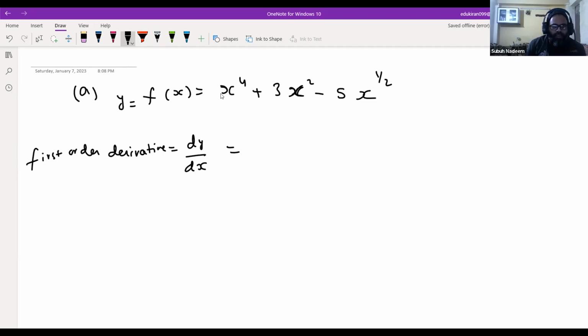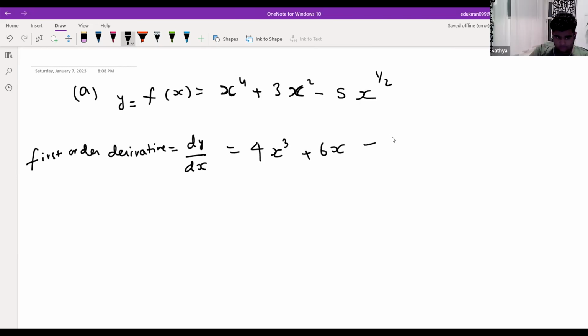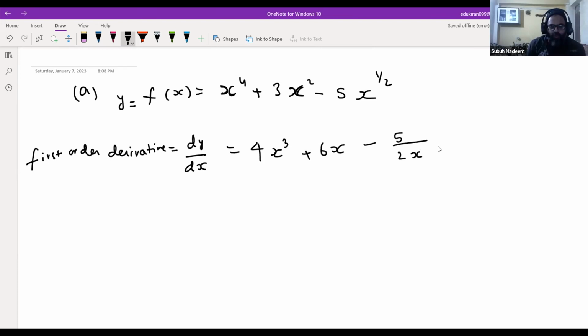So when you differentiate this, x to the power 4 will give you 4x cube. 3x square will give you 6x. Minus 5x to the power 1 by 2 will give 5 by 2 x to the power 1 by 2 in the denominator, because it will be x to the power minus 1 by 2. Is it okay? Yes, sir.